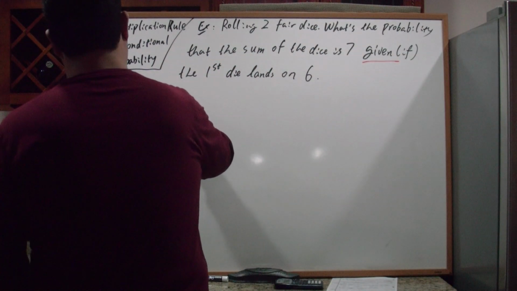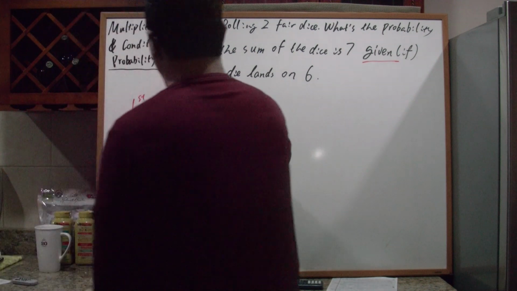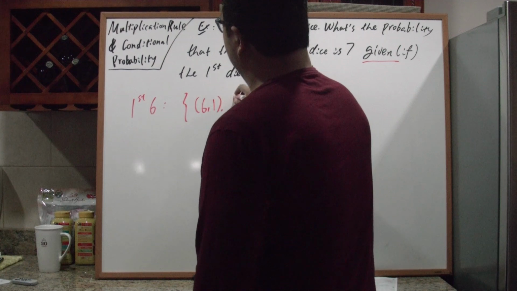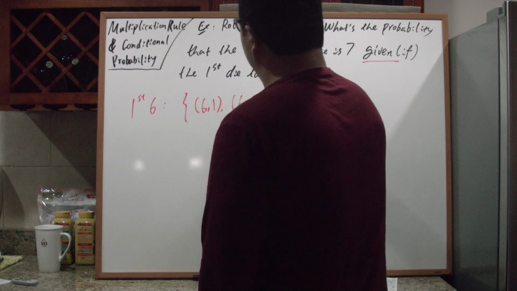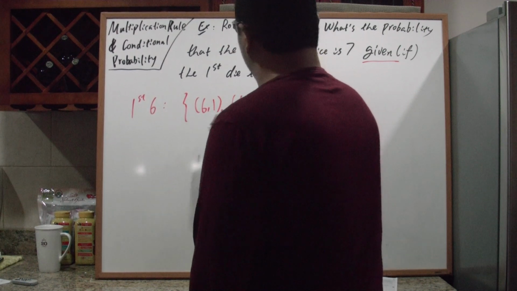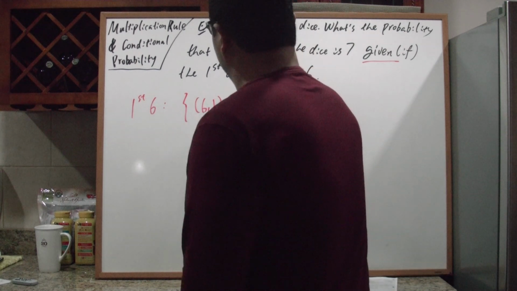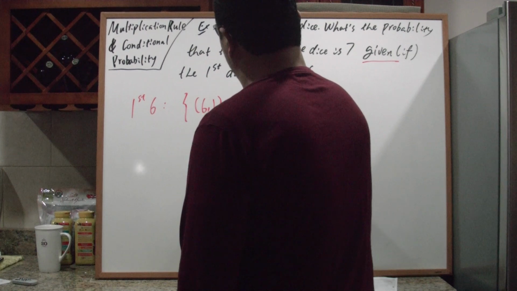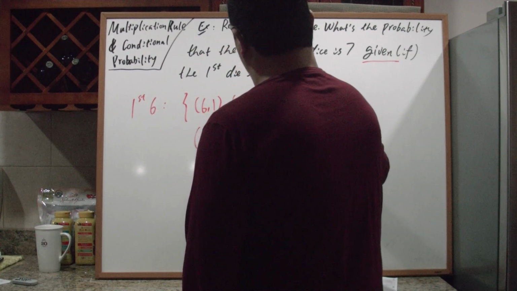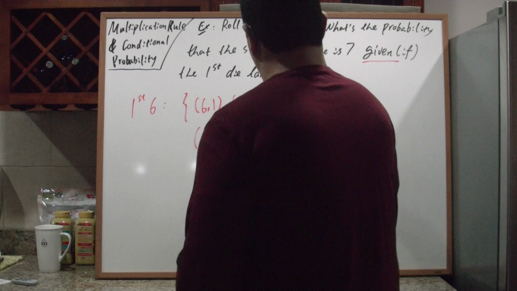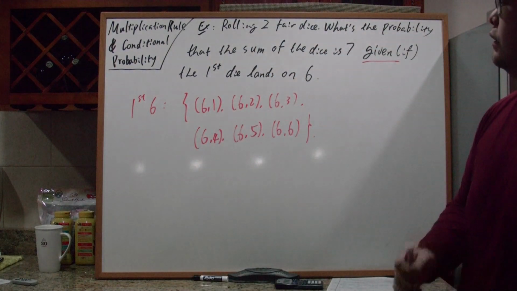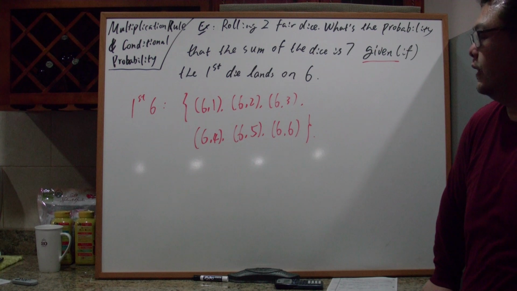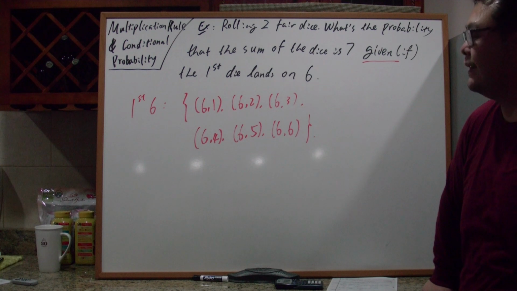So to see the new sample space, with the first die on 6, we have 6,1, 6,2, 6,3, up to 6,6. So we have 6 outcomes for the first die landing on 6.